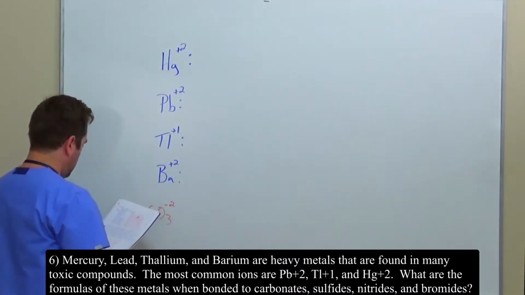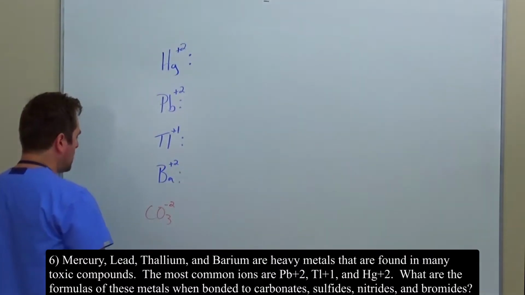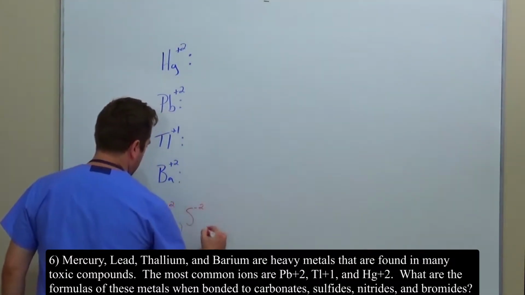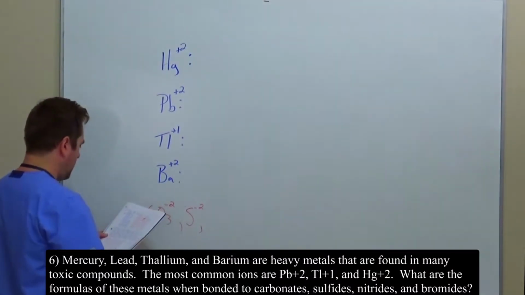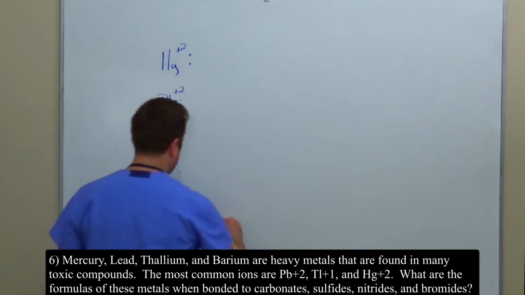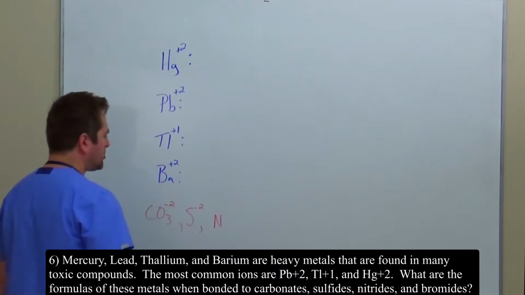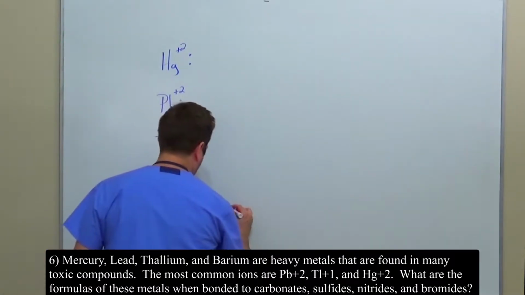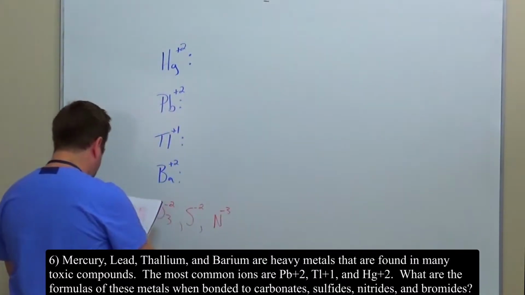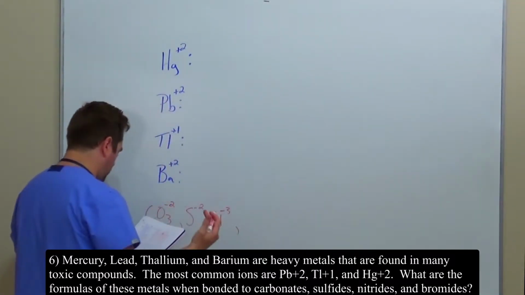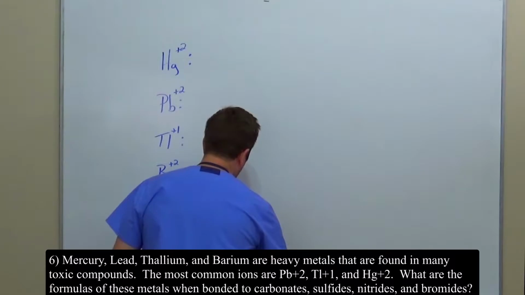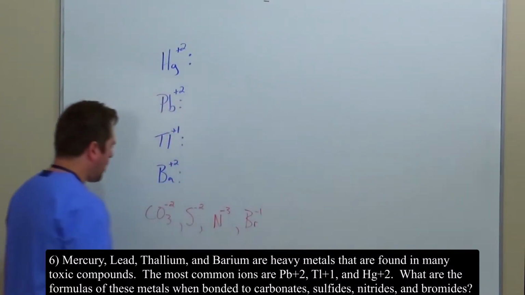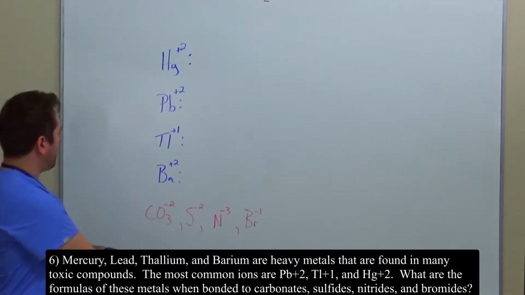What was next? We were told sulfides. Well, what's a sulfide? Sulfide is just sulfur, and that's going to be -2. What else? Nitrides. Nitrides would just be our individual nitrogens, and if you look at the group number, 5 minus 8, that's going to have an overall charge of -3. The last one was bromides. Those are all going to be -1. Okay, cool. All right, let's go for it.